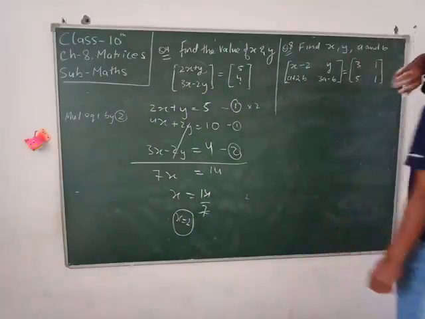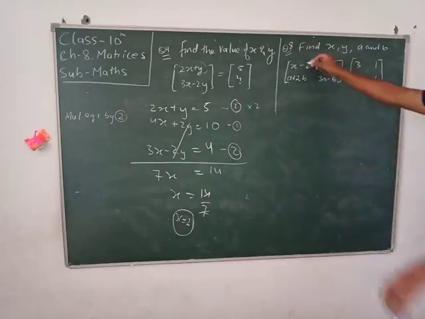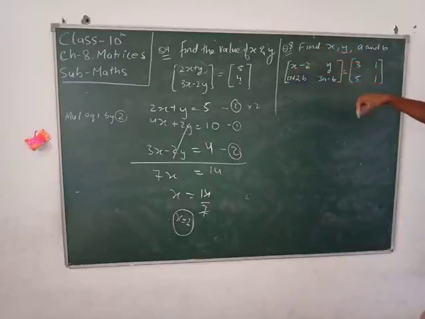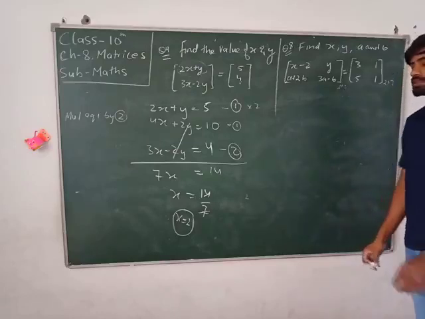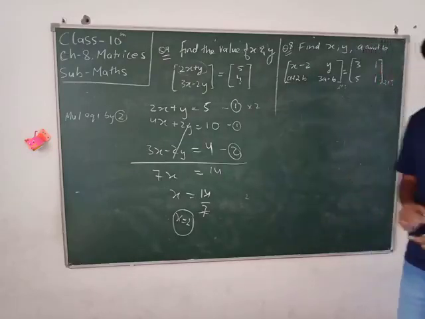Question number 8 says, find the value of x, y, a and b. Let's try solving this. So this is 2 rows, 1 row, 2 row, and 2 columns. So the order is 2 into 2. The matrix it is equal to will also have order 2 into 2, because they are equal matrices. Most of the questions in this exercise are based on equal matrices.